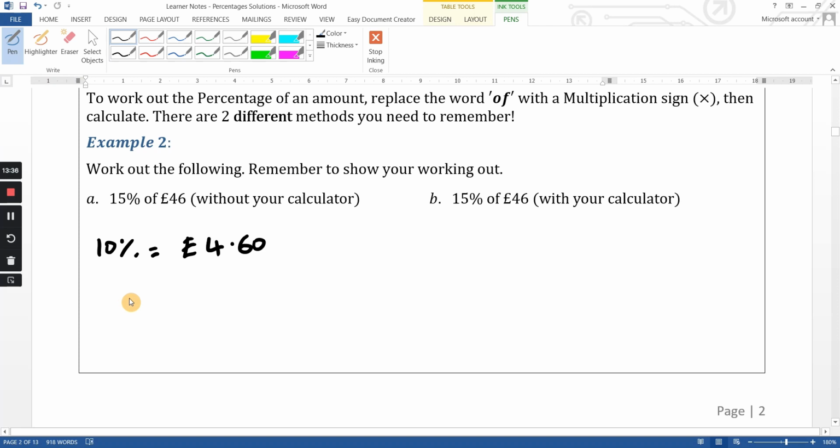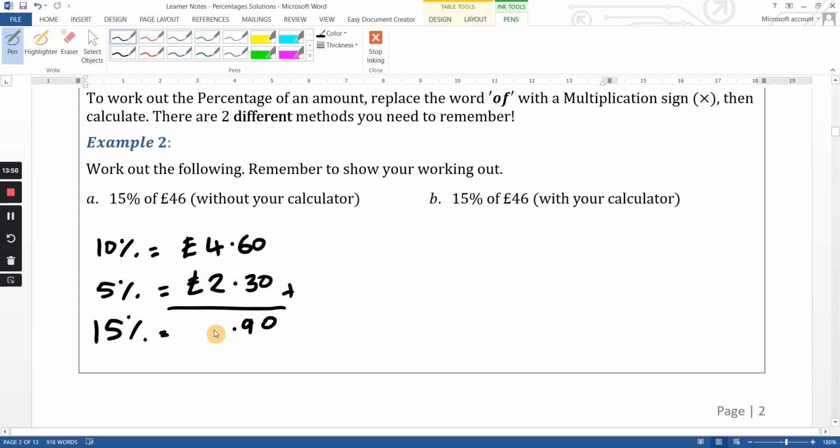So that's 10%. We want 15%, so I need another 5%. 5% will be half of that, which is £2.30. So 15% is going to be both of these added together, and that's going to be £6.90. So that's a really good way of doing it without your calculator.